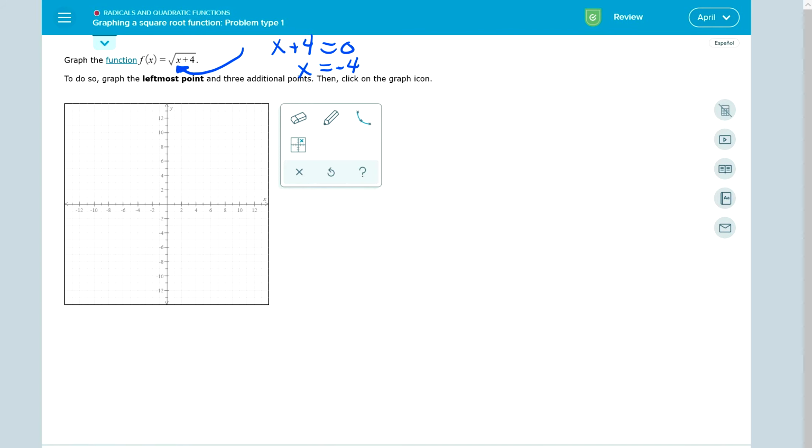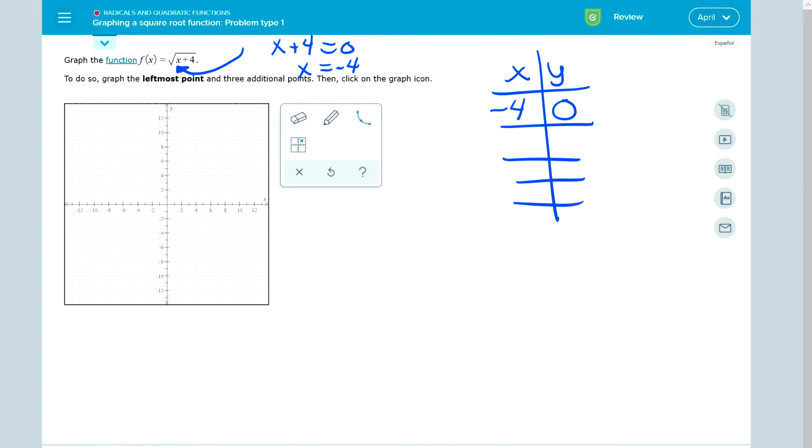So if I'm trying to make a table of values here, they say graph the leftmost point and then 3 additional points. So my first one's going to be when x is negative 4, y is 0. Okay? That would be right here, negative 4, 0.